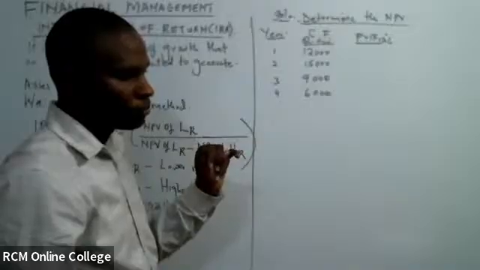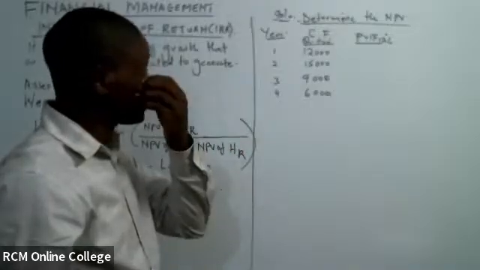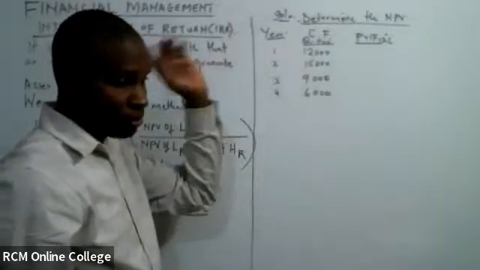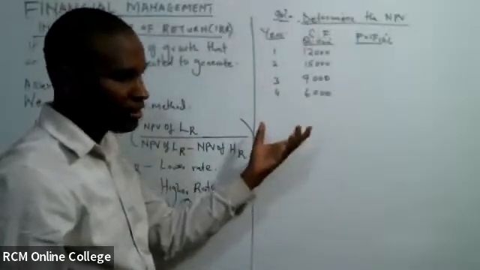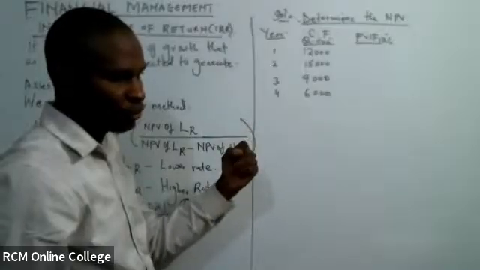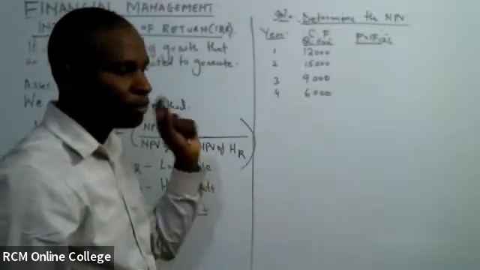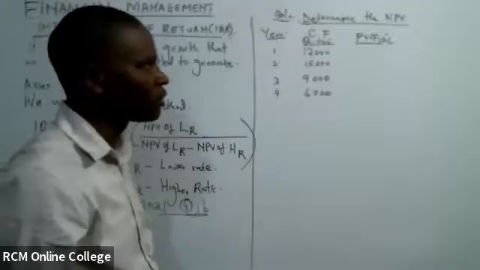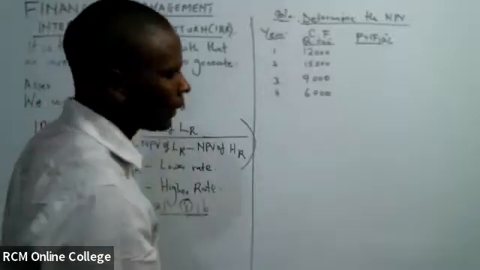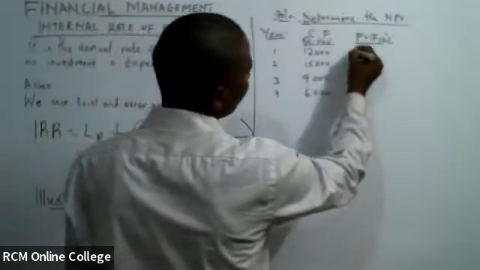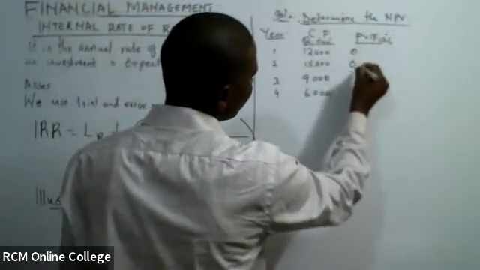Okay, let's get the PV. Remember these are non-uniform cash flows. They are not uniform, right? They are irregular cash flows. Therefore, we discount using PVF. This is how we do the time value of money concept. Don't forget. So give me the discounting factor here.